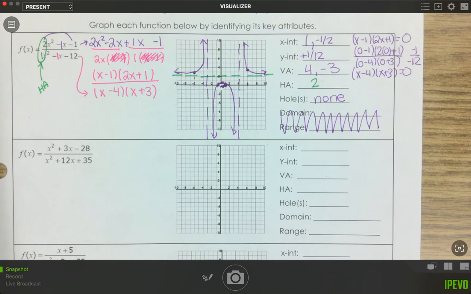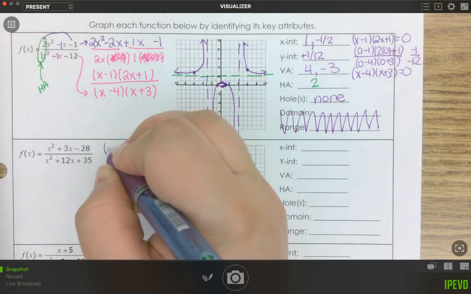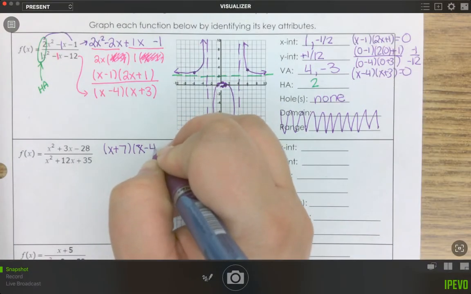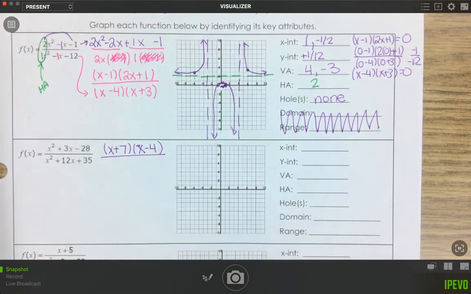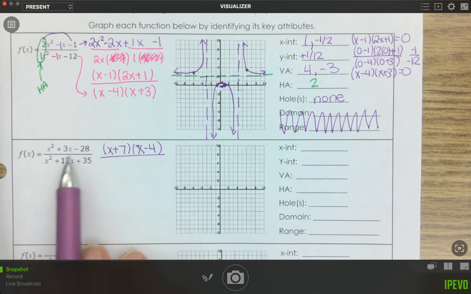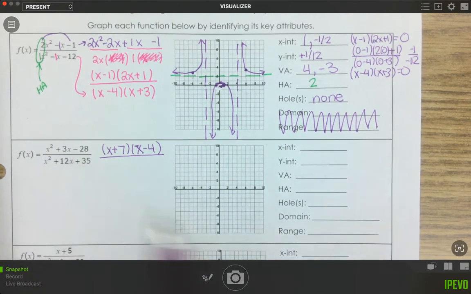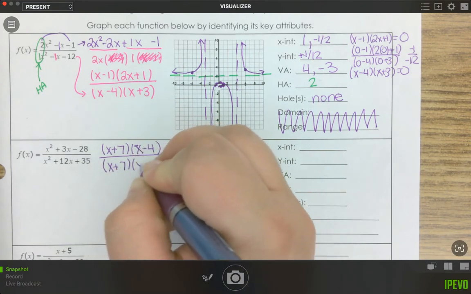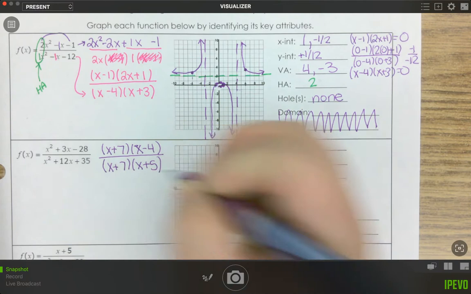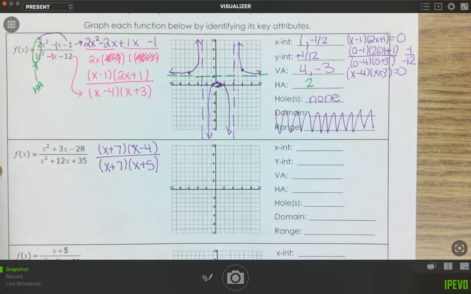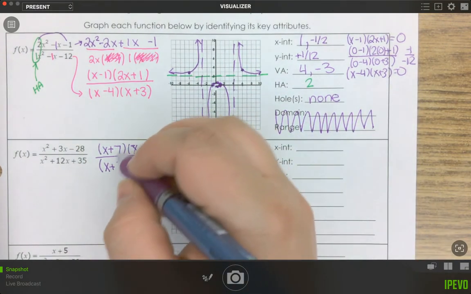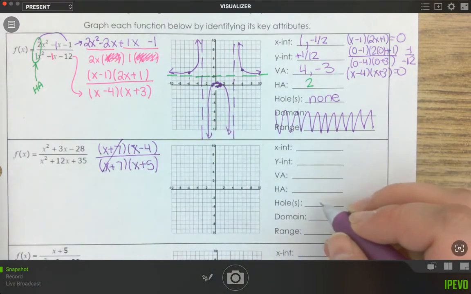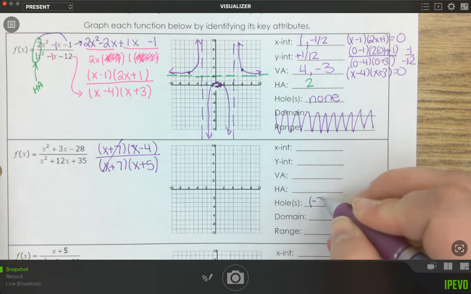Up here, I just need 2 numbers that multiply to negative 28 and add to 3. 7 minus 4. And on the bottom, I need 2 numbers that multiply to 35 and add to 12, which is 7 plus 5. And you will notice that there is an x plus 7 on the top and on the bottom. What that means is they cross out, but behind they leave a hole at negative 7.